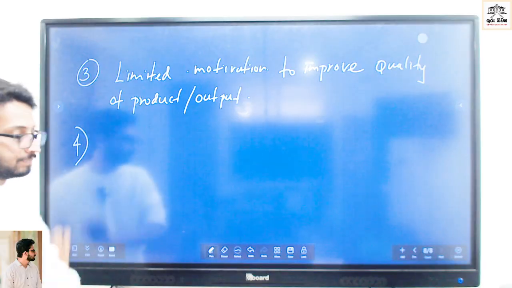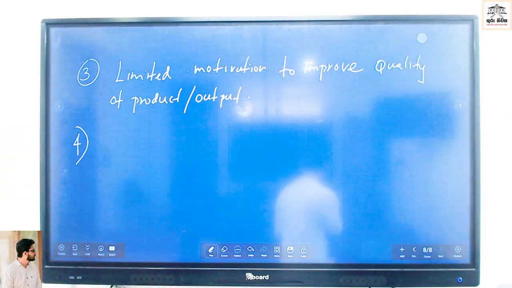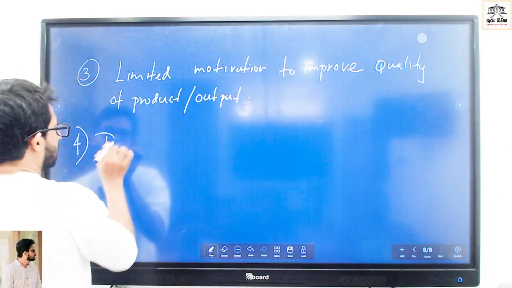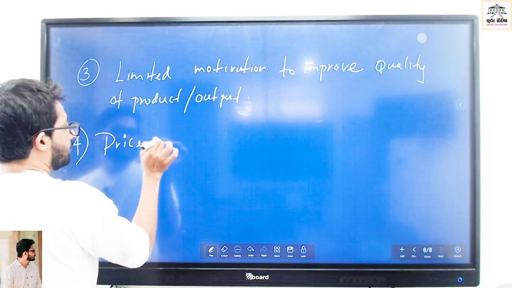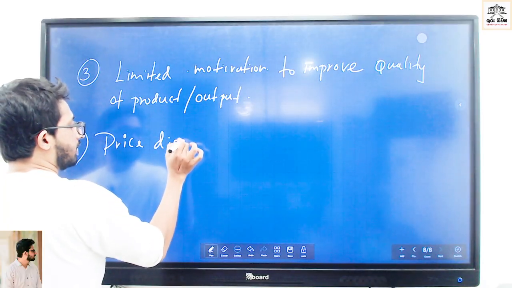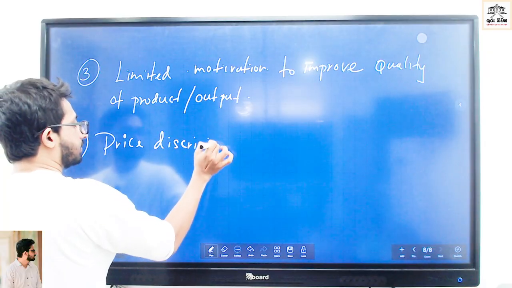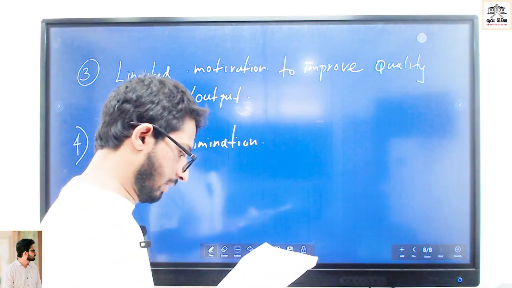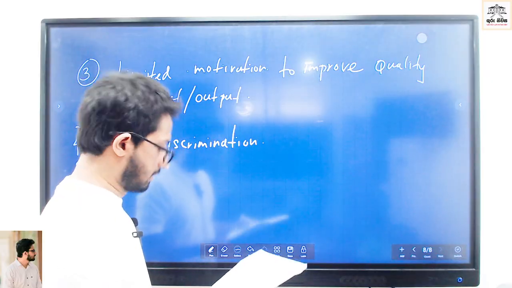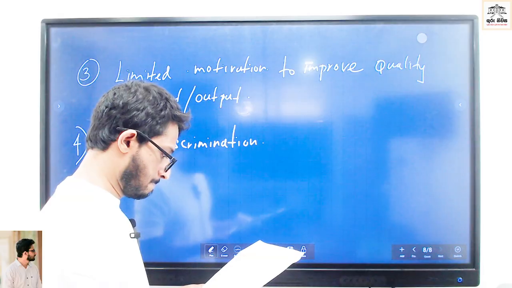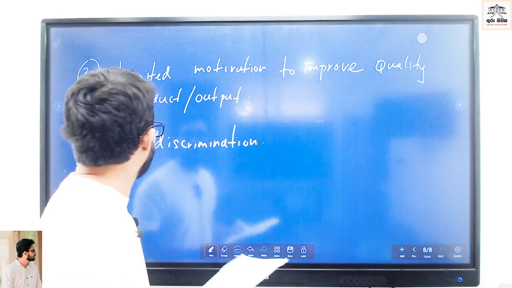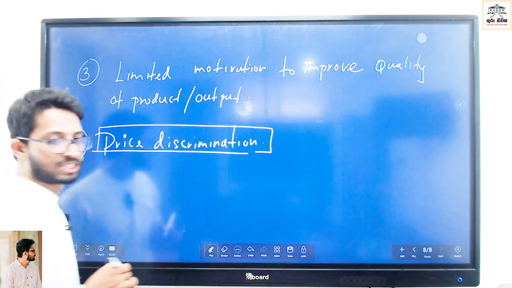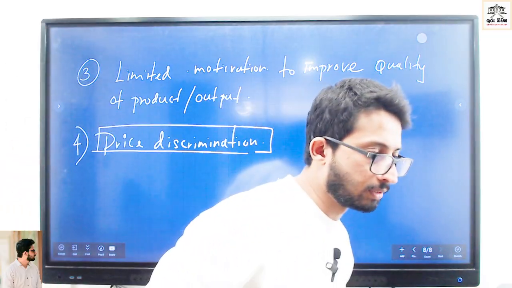Fourth one, write down price discrimination. This is also possible in a monopoly. I'll explain this point in detail in Wednesday's theory class, right?